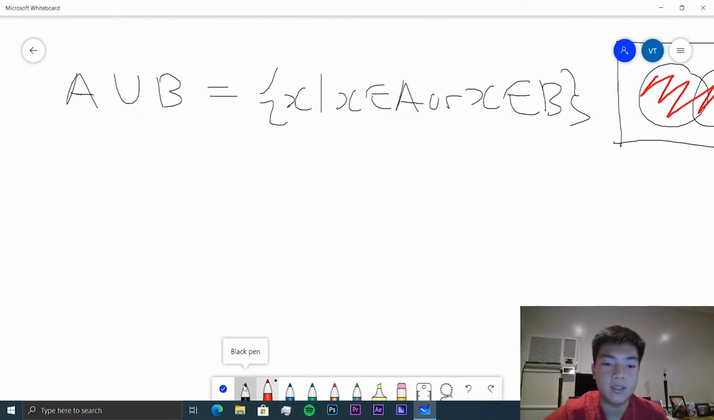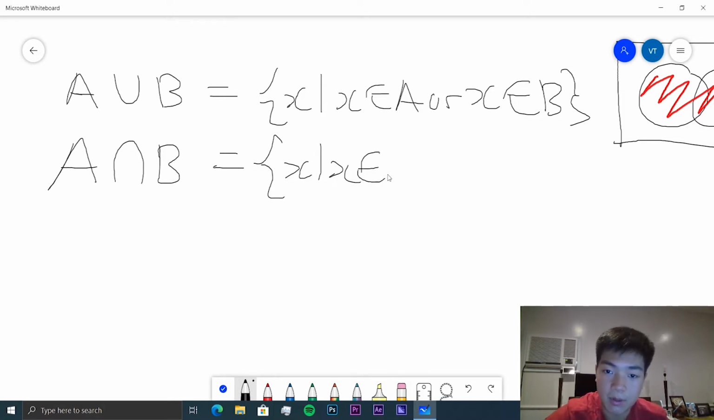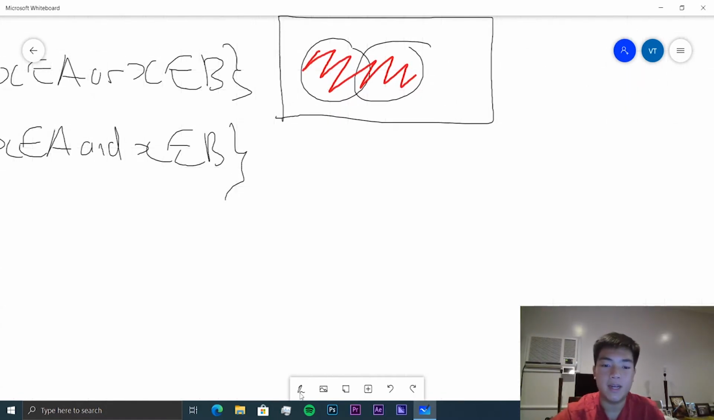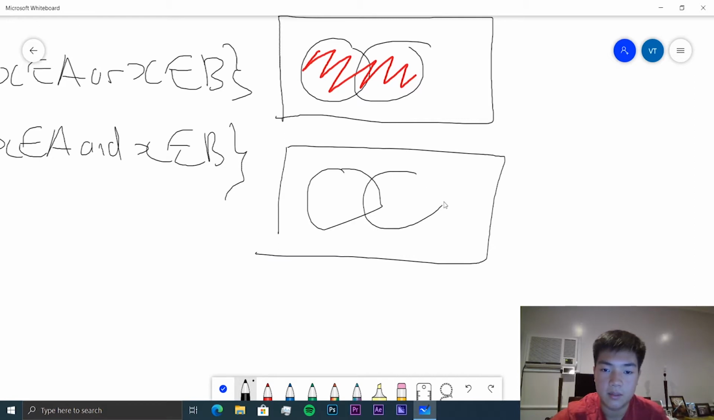Next, we have the intersection between two sets, which is A intersection B, and this is everything that is in both sets. So x has to be part of A, and x has to be part of B. And so on a Venn diagram, this looks something like that. So just the intersection between the two sets.